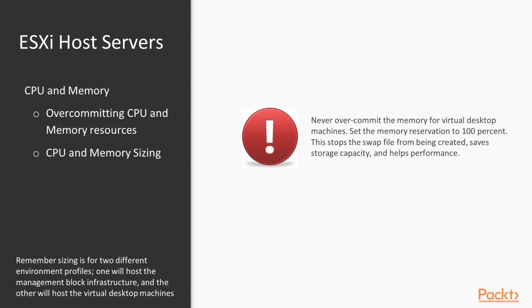So let's take a look at CPU and memory sizing. The number of hosts required for your Horizon View infrastructure is usually dictated by the number of desktops required, the amount of CPU and RAM these desktops require, what overcommit ratio you can allow for the CPU within your infrastructure, and how much CPU and memory you can physically fit in your host servers.